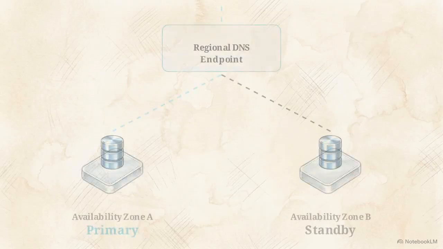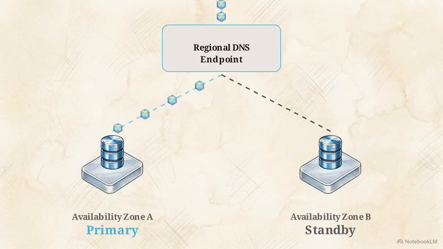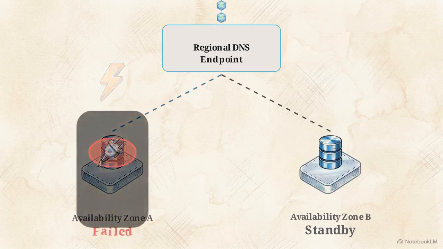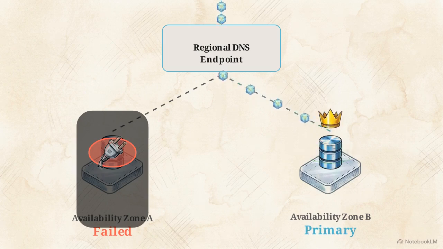If a localized physical disaster occurs, such as a data center power outage destroying the primary availability zone, AWS automatically detects the loss of the primary instance. RDS resolves the failure automatically by promoting the standby instance to active primary status. Because the architecture uses a single regional DNS connection string, application traffic is instantly redirected to the newly promoted node without any manual intervention or application code updates.